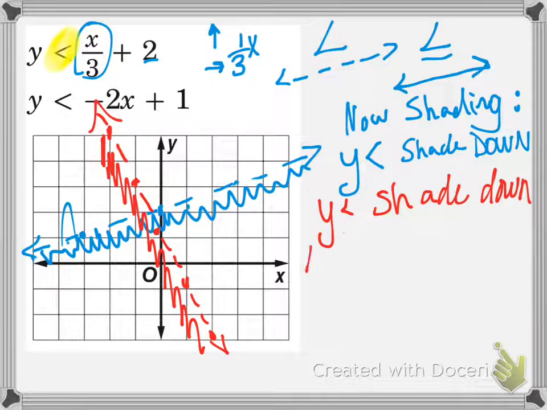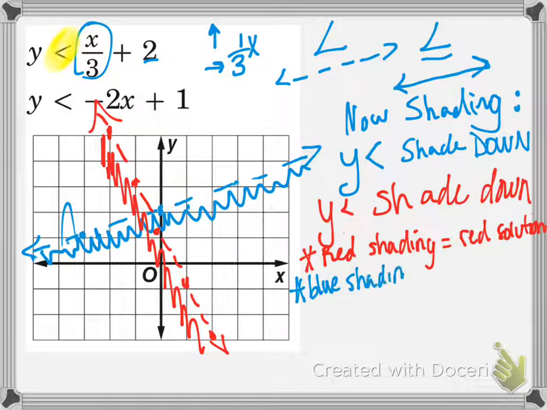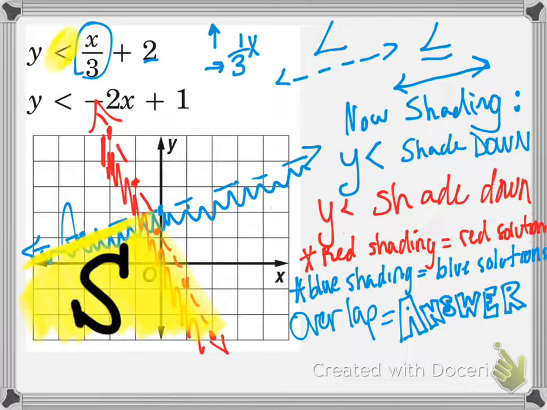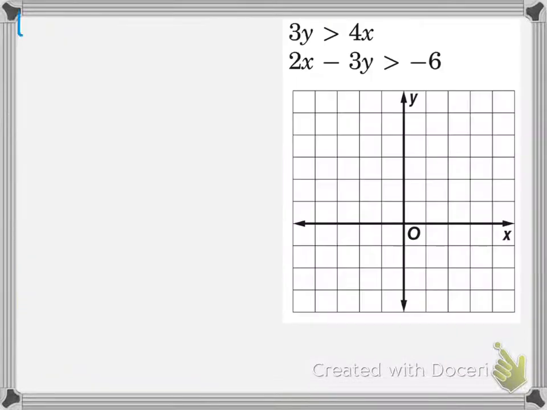And now the overlap of the shading regions is the answer. So where I shaded red was the solution for the red inequality. Where I shaded blue was the solution for the blue inequality. So where they overlap is our answer. What that means is that any point within that yellow shaded region, not including the boundary, would work in this equation and would work if I plugged it into that equation, or inequality rather.